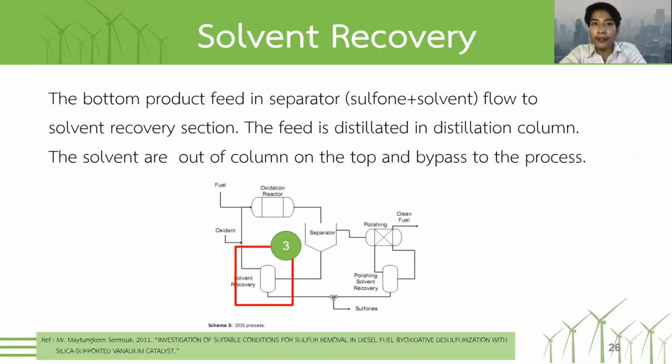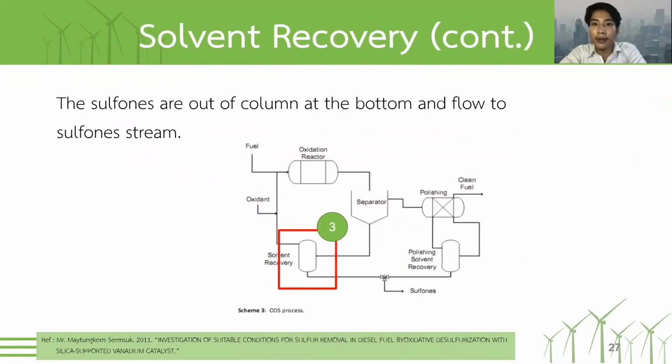The sulfone feed enters the third section, the solvent recovery, and enters the distillation column. The solvent comes out of the top of the column. The sulfone comes out of the bottom of the column.